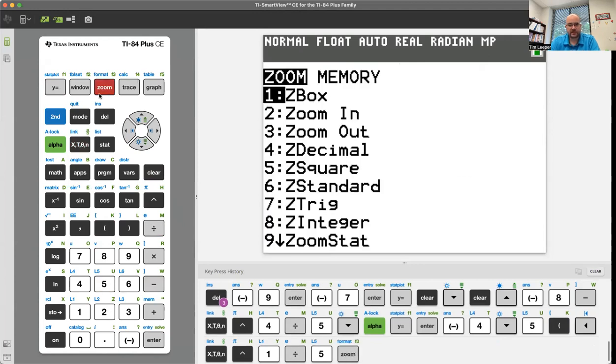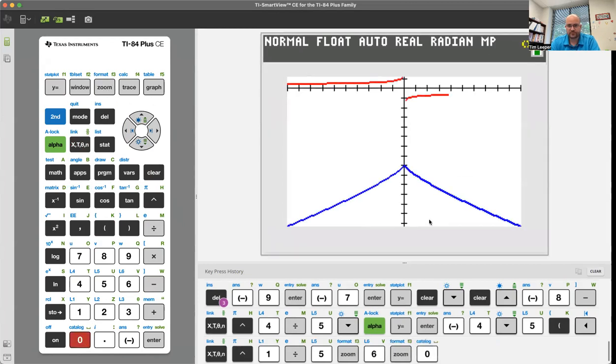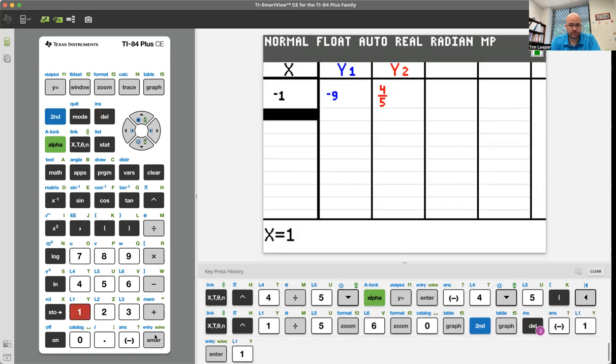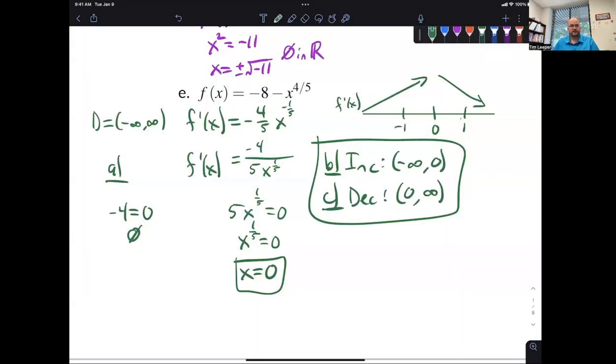Outstanding. Again, if you want to, you can graph it on the standard window. You're not going to see a whole lot. So if I press zoom 0, you're going to see a little bit more. Notice that this is the function. That's what it's looking like. But if we go to the table, our test values were -1 and 1. So the derivative is positive and negative in those respective regions. And there you go. Alrighty. This is example 1E for exam 3 review. Have fun.